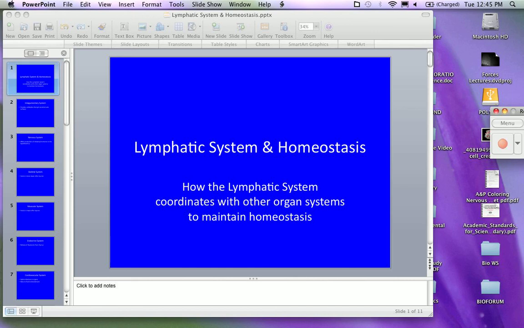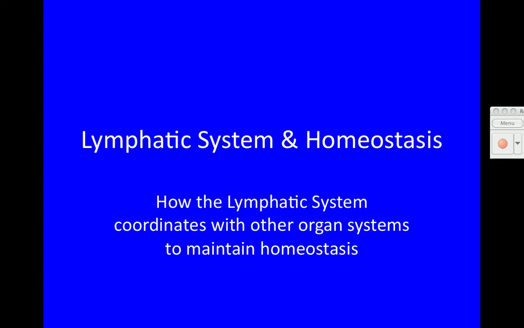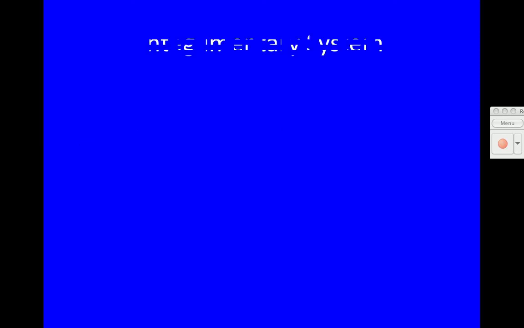Okay, we are going to go through the homeostasis chart for the lymphatic system. Make sure you're on the side with your name. We're going to start with the integumentary system.